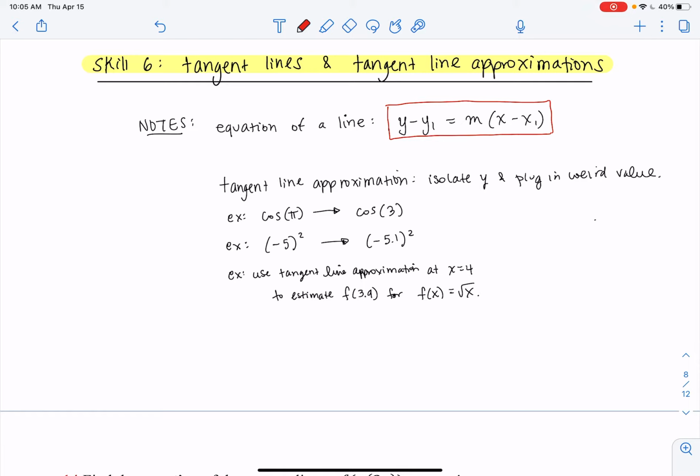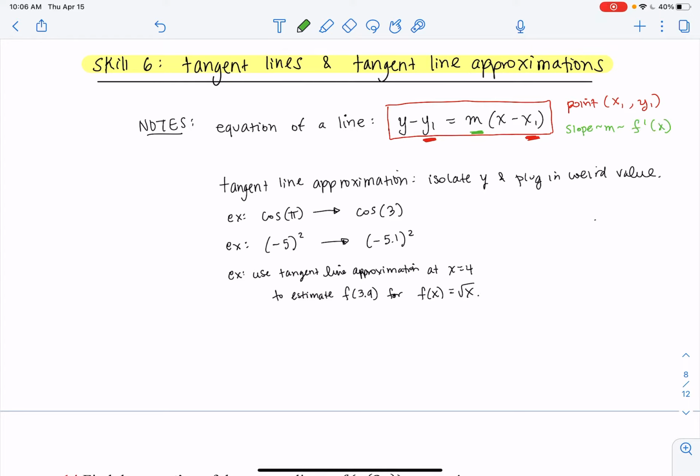It's y minus y1 equals m times x minus x1, where the second y and the second x represent some point that maybe you were given the x and then you had to plug it into a function to find the y value. And then the m here in the middle is nothing more than the slope, which is nothing more than f prime of x.